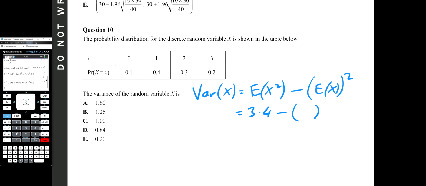Now for E(X), we're going to do the same calculation but just without the squares. So we have 0 times 0.1 plus 1 times 0.4 plus 2 times 0.3 plus 3 times 0.2. And that gives us 1.6. So therefore the variance is 3.4 minus 1.6 squared. We get 0.84. And that there looks like it's option D. Excellent. So just a straightforward calculation right there with all the different components.